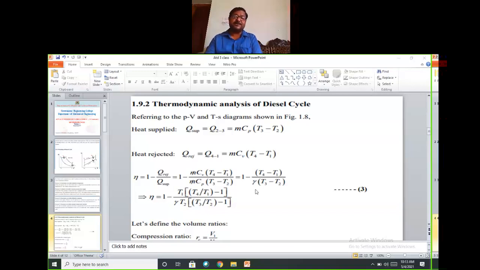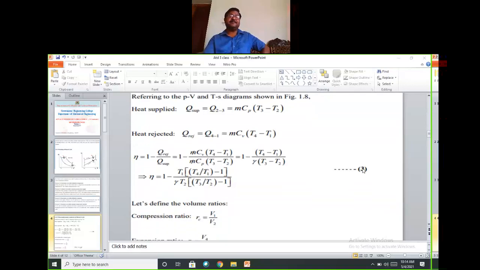You should remember this also, for the problem's sake. Gamma is equal to Cp by Cv, that is 1.005 divided by 0.718, which becomes 1.4. If you simplify this, eta is 1 minus 1 by gamma. From the numerator, you take T1 outside, (T4 by T1 minus 1), divided by, in the denominator, T2 outside, (T3 by T2 minus 1). You take this as equation 3.